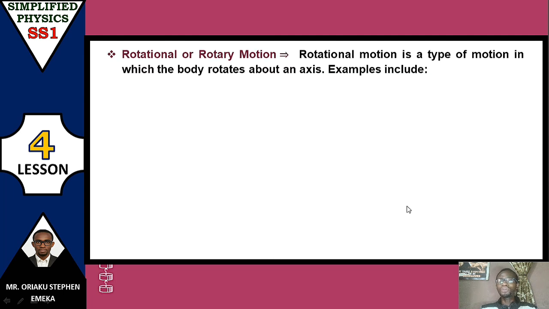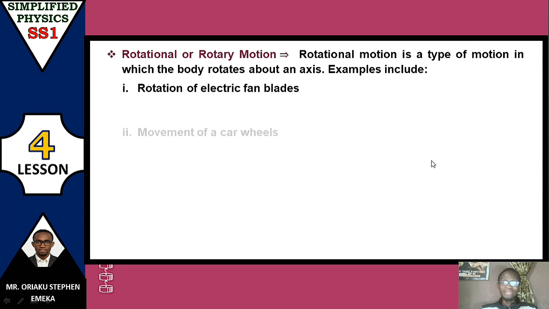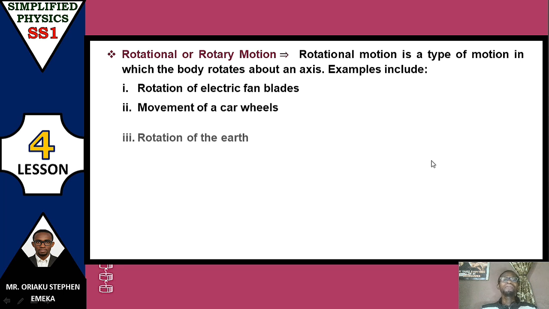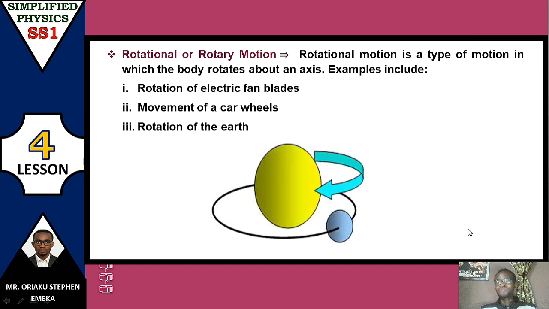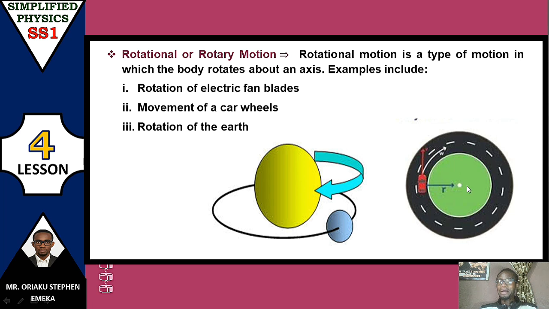Rotational motion is a type of motion in which a body rotates about an axis. That's to say there is a rotation, so something is going in a circle. Examples: we have rotation of electric fan blades, movement of car wheels, rotation of the earth, the movement of a car about a roundabout. This is the movement of the earth about an axis, and the movement of the moon about the earth. The movement of a car about a roundabout is an example of rotational motion.